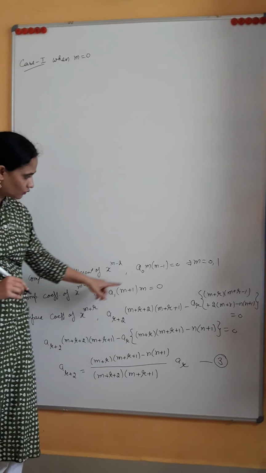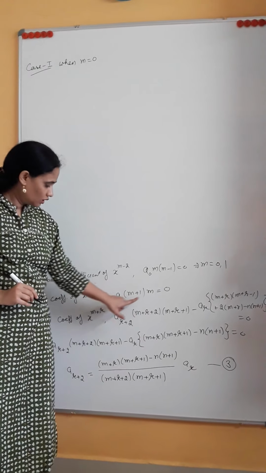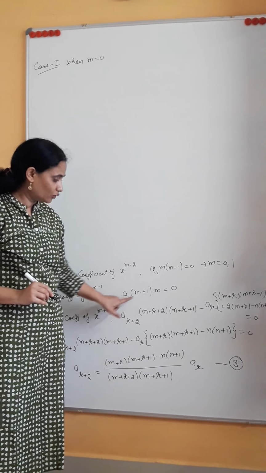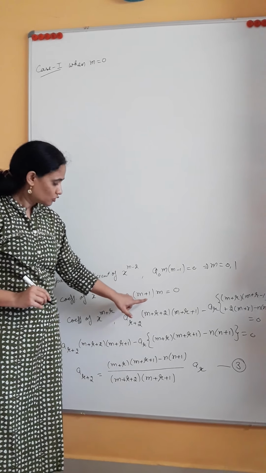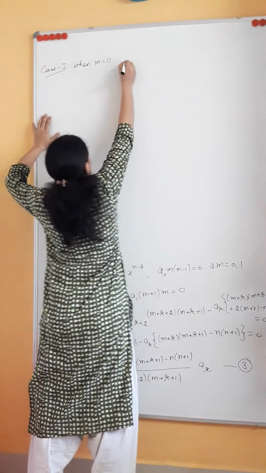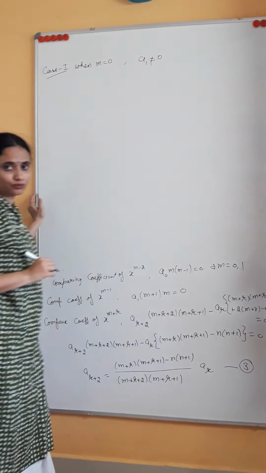When m is equal to 0, what is the value of a1? From this equation you verify. With m equal to 0, a1 should not be 0. Then only, because 0 into 0 is an indeterminate form. So for this we can conclude that when m is 0, a1 is not equal to 0.